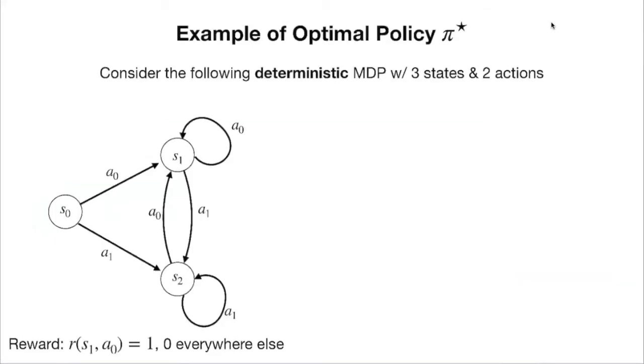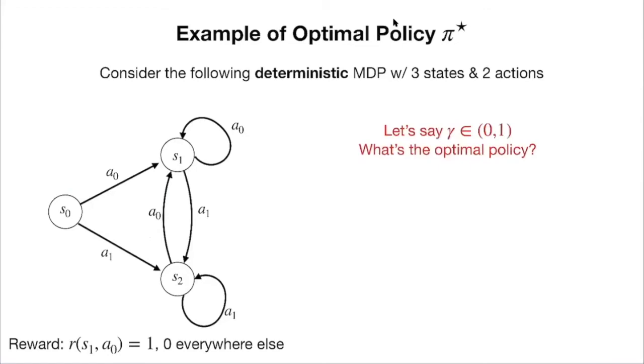So let's look at an example. This is a very simple example that has 3 states and 2 actions. This is a deterministic MDP, which means that if you at state S0 take action A0, with probability 1 you will be transitioned to S1. I'm going to design the reward function such that I have reward 1 here, and reward 0 everywhere else. So this is a very simple MDP.